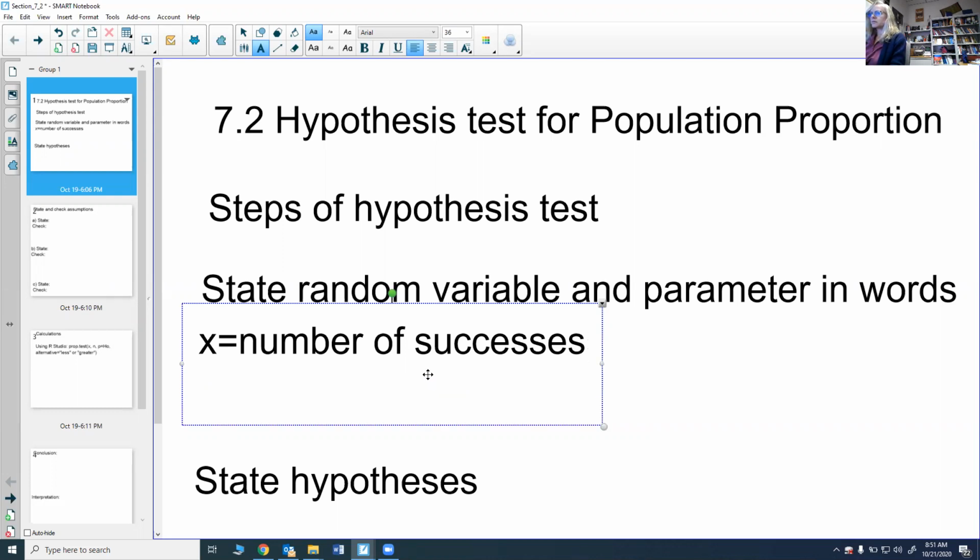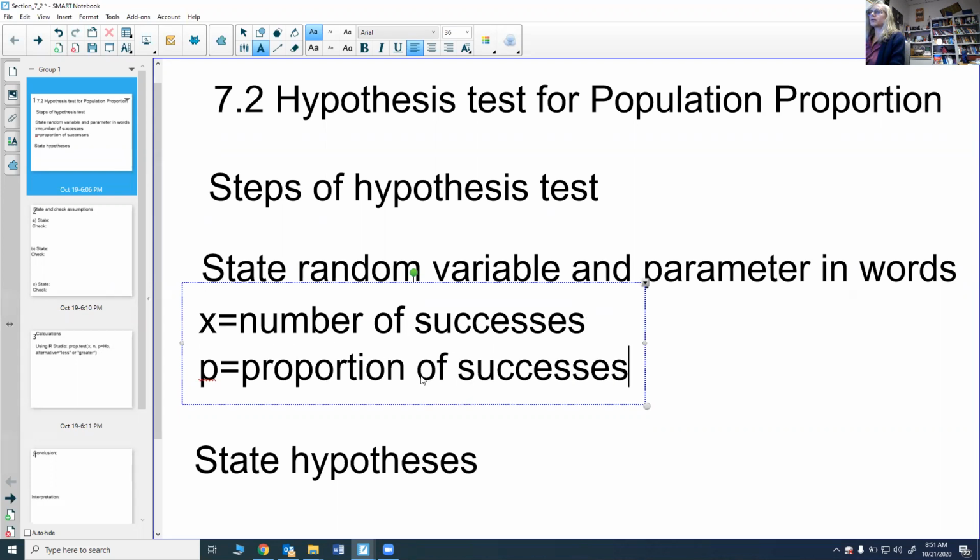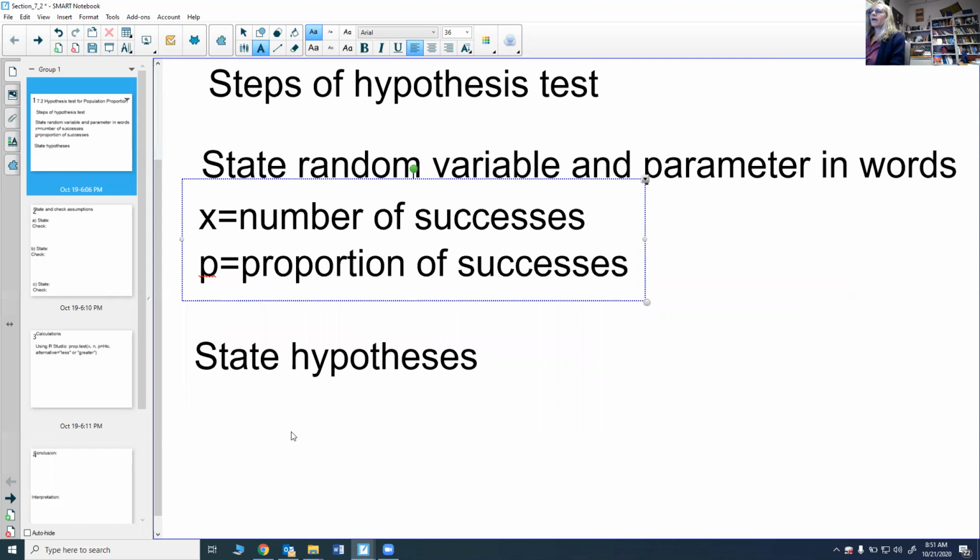The other thing is your population proportion. Usually we use P for that. And it would be the proportion of successes. So whatever your success is, you wouldn't use the word successes here. You'd use whatever it is for your case. This is just in general to show what it looks like. Then we can get to our hypotheses. And the hypotheses are where we use the null hypothesis and the alternative hypothesis.